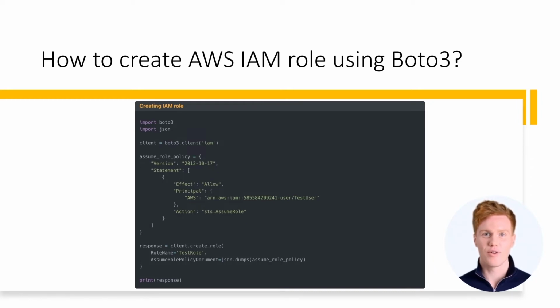To create an IAM role, you need to use the create role method of the IAM client. This method requires a role name and a policy document that defines who can assume or use the role. In this example, we create a role that can be assumed by the test user in our AWS account. As soon as the role is created, you can attach policies to the role so that whenever test user assumes the role, the user can have the required permissions.